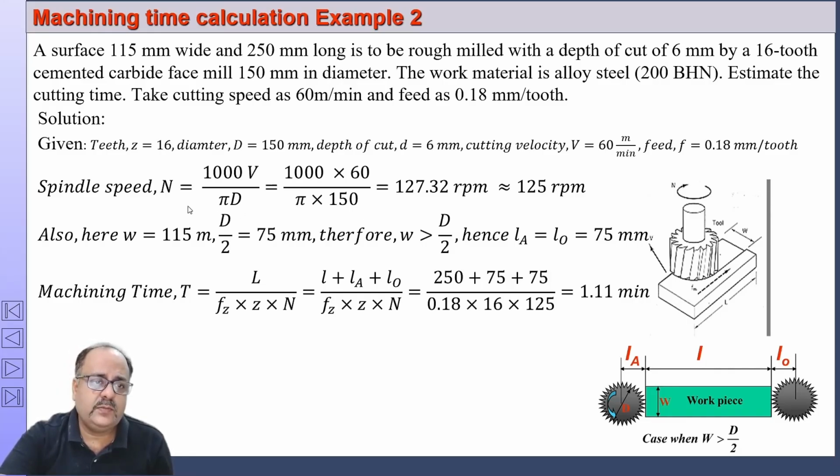Similarly to the previous problem, we have to calculate the spindle speed. The spindle speed comes out to be 127.32. I have taken it as 125. You can keep it as this, or you can take it as 150, or you can take it as 100. It is up to you. Let's take it as 125. So the machining time: L will be 250 plus LA 75 plus L naught 75, which gives us 400. So 400 divided by FZ 0.18, number of teeth 16, and the RPM we have calculated as 125. This gives us 1.11 minutes.